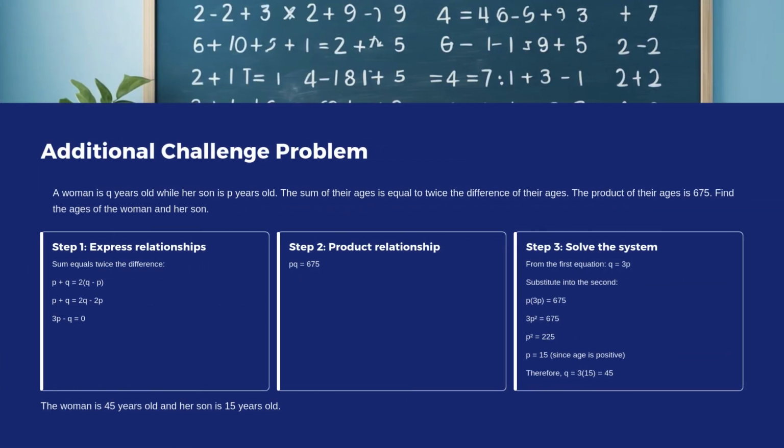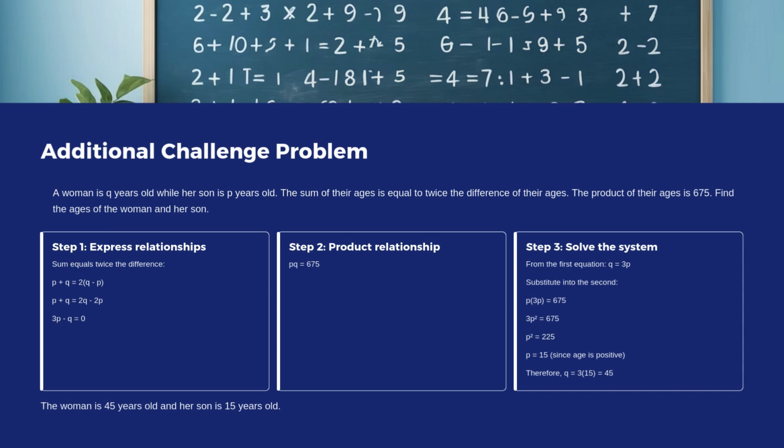Additional challenge problem. Problem statement. A woman is Q years old while her son is P years old. The sum of their ages is equal to twice the difference of their ages. The product of their ages is 675. Find the ages of the woman and her son.